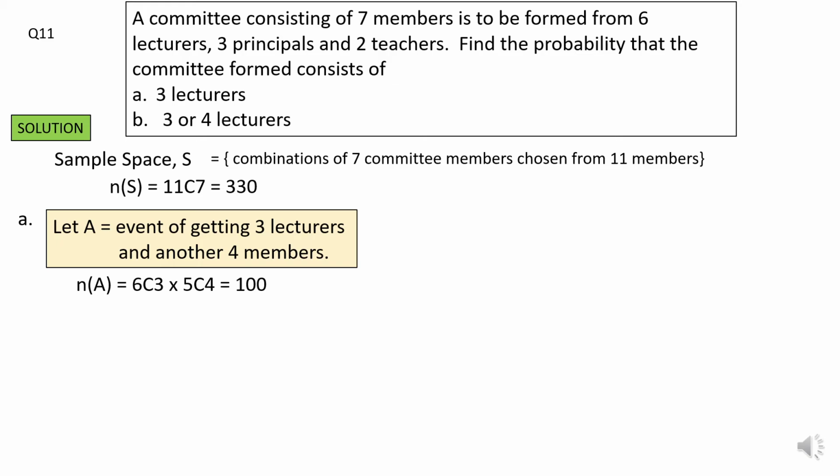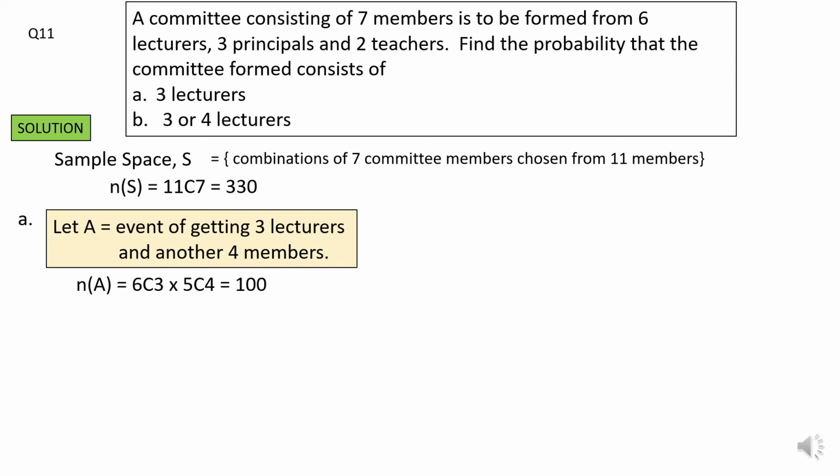6C3. Okay, why 6? Because we have 6 lecturers, choose 3 lecturers. And when it comes to the word 'and', change the word 'and' to times. Okay, times 5C4. 5 because 3 principals and 2 teachers, the sum is 5. So 5 choose 4. Okay, calculate this using your calculator and you'll get the answer as 100.